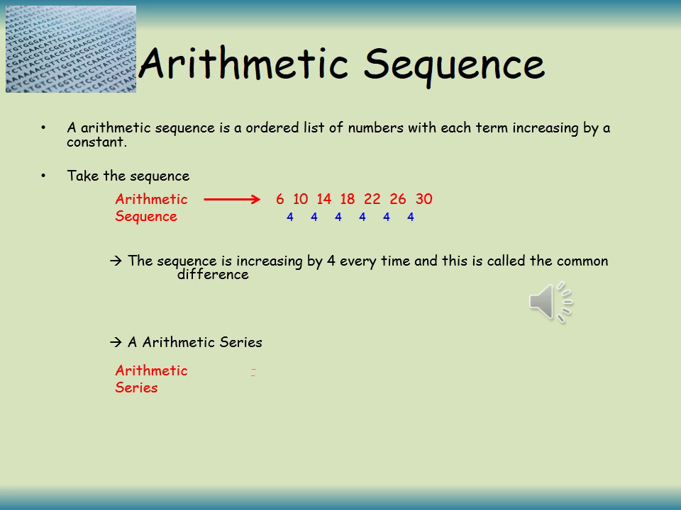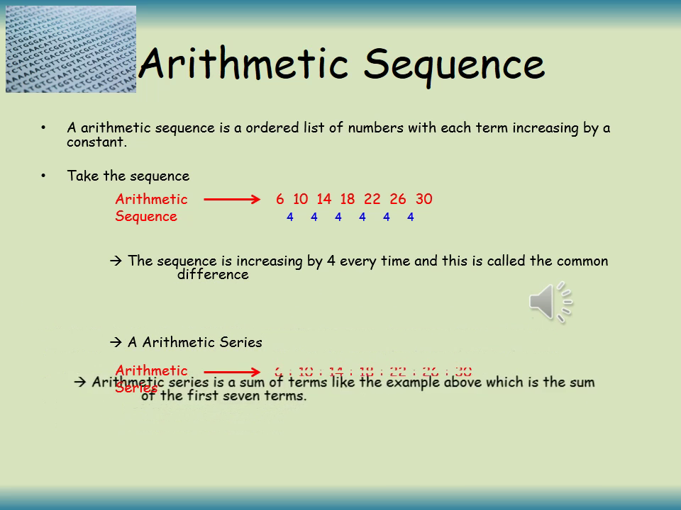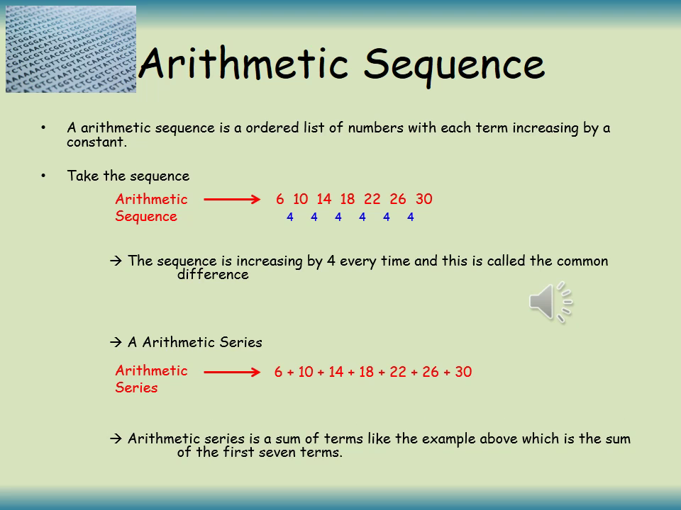An arithmetic series, however, looking at the example below, is 6 plus 10 plus 14 plus 18 plus 22 plus 26 plus 30. An arithmetic series is a sum of terms, like the example above, where they are added together.